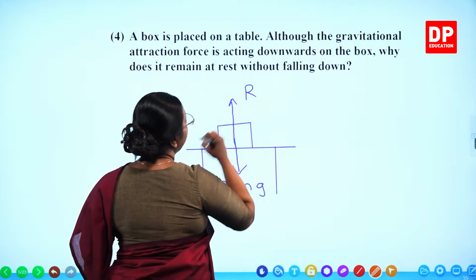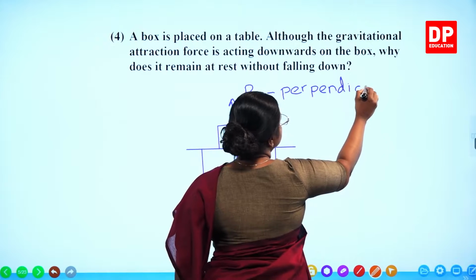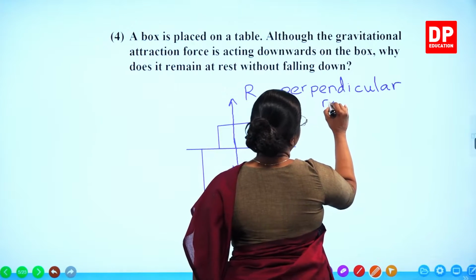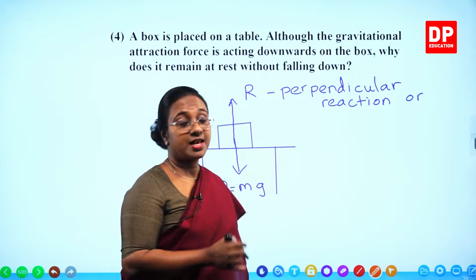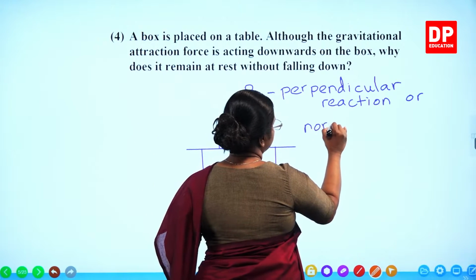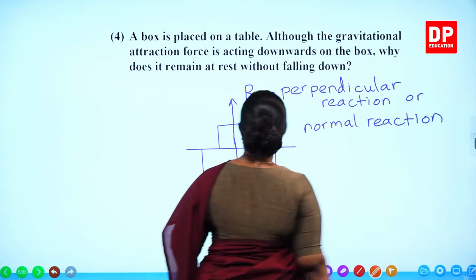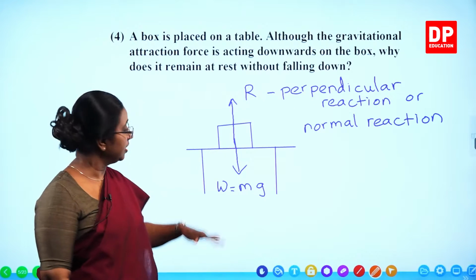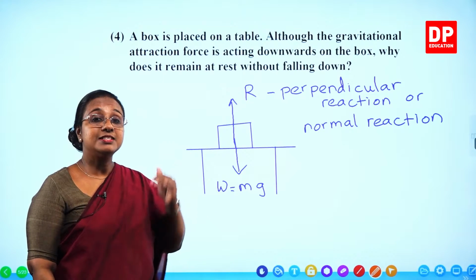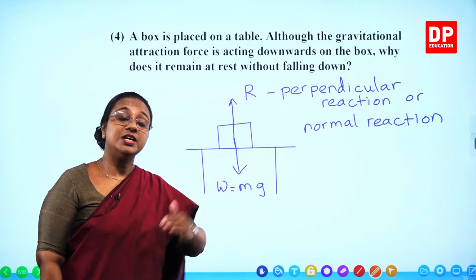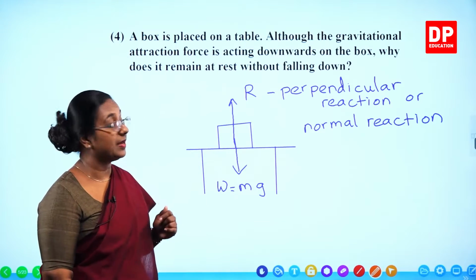Because there is a perpendicular reaction. How do we write that? R. Perpendicular reaction. Or what is the other name given to this? The normal reaction. What exerts this normal reaction? The surface of the table. When there are two objects in contact with each other, the surface exerts a force against the other object. So that is the normal reaction or the perpendicular reaction.